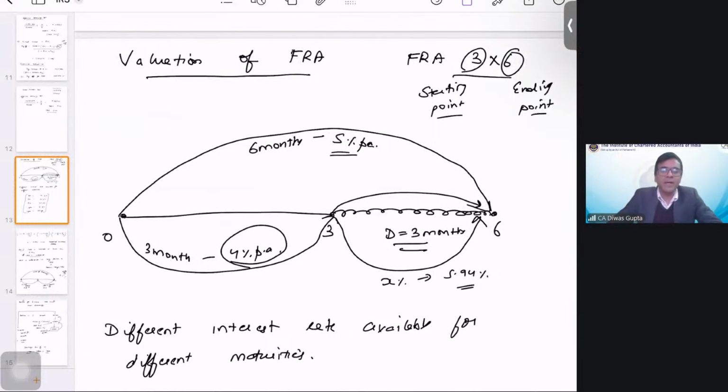Okay. So the next part now, students, is the valuation of FRA. How do we really value, in terms of the pricing, these FRAs? Okay.